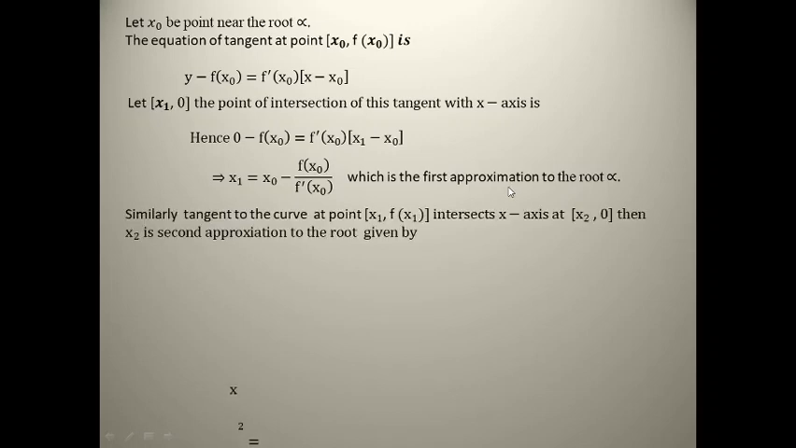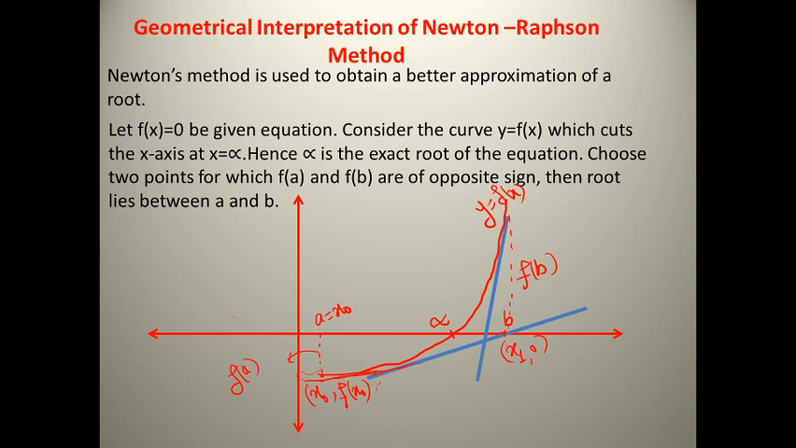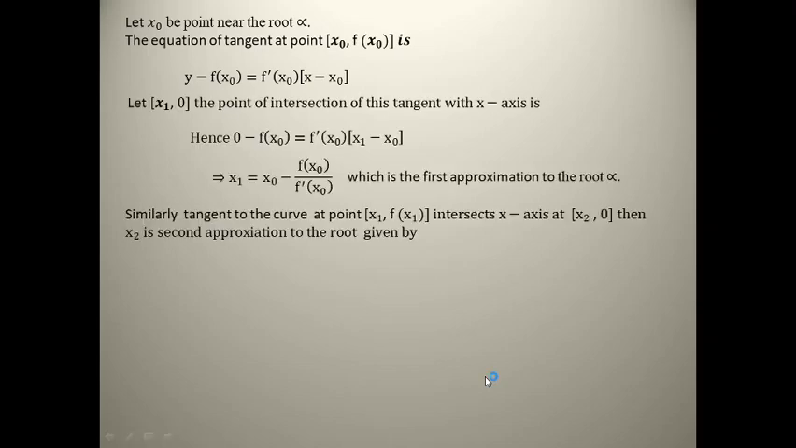In this way, similarly, corresponding to x1 we will take the point on the curve. You can see here, this is the point on the curve. At this again drop the tangent, right? So you can see this second blue line over here. So the equation of tangent at the point corresponding to x1 on the curve we will find out, and then we will take its intersection with the x-axis, that we call x2, 0. Then x2 is the second approximation to the root.